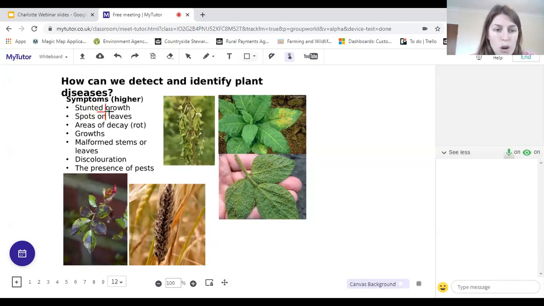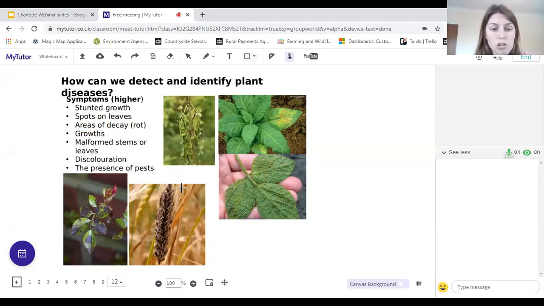So stunted growth. Plants that have their growth inhibited may have small shoots, or they may just be small in stature, so be shorter than the others. Spots on leaves, we covered that with the rose black spot fungus here. There's that picture that we showed of that rose plant with the black spots on. Spots on leaves are often a symptom of fungus in particular in plants.